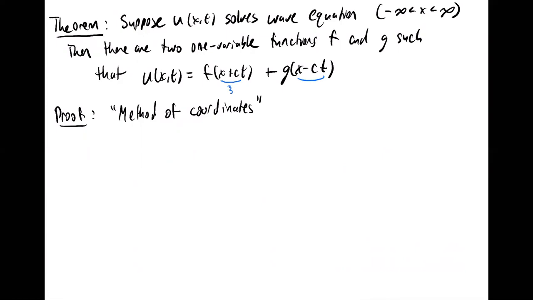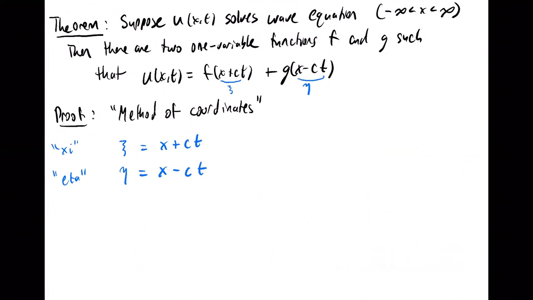this letter xi, which is a Greek letter. And let me call the other input eta, which is also a Greek letter. What I'm going to do is let xi equal the input of the function f, which is x plus ct. And then I'm going to let eta denote the input of the function g, which is x minus ct.